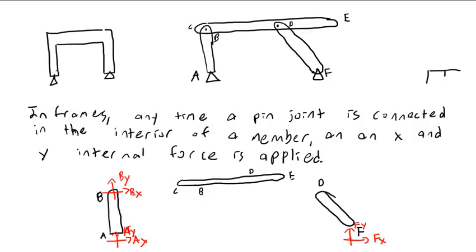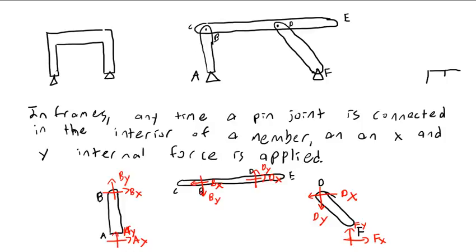So I drew this Bx going to the right, the corresponding Bx on this portion needs to go to the left. Bx and a downward By. They must occur in equal and opposite pairs. So Dx, Dy, and then this one will go to the left, Dx and Dy, like shown. And from these, we can then solve for all of our internal forces.